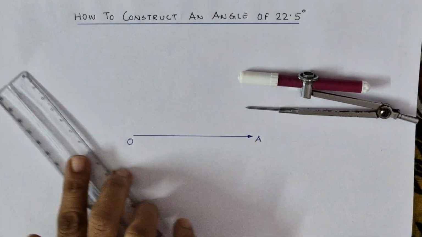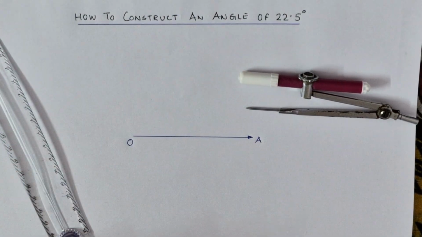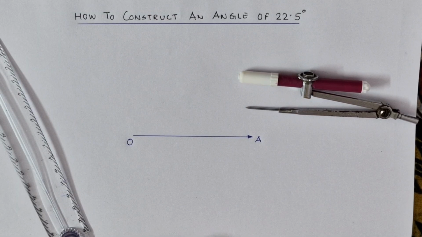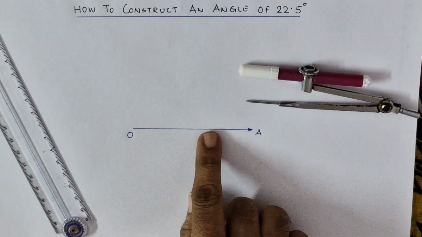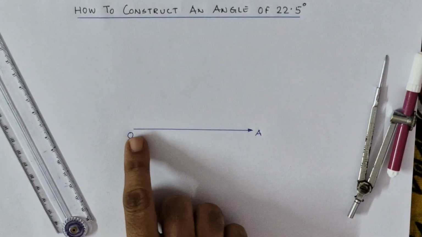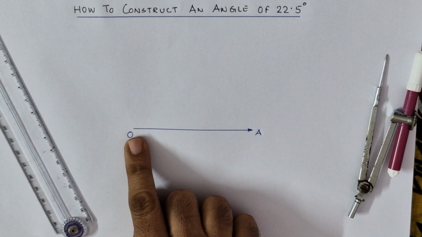So let me give you the concept of construction of 22.5 degrees at the very first onset. What are we going to do? We need an arm of an angle, right? So I have already constructed an arm of an angle, AO. O is the vertex of the angle.